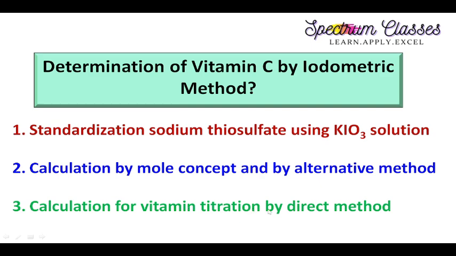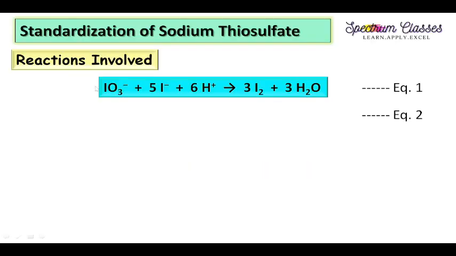So I will first start with the reactions. The reactions involved for the standardization of sodium thiosulfate are these. Here I've written our potassium iodate in the ion form, right? Balancing of this equation is again an important point. Students find it difficult to balance this equation. So there is a very simple method to balance this equation.